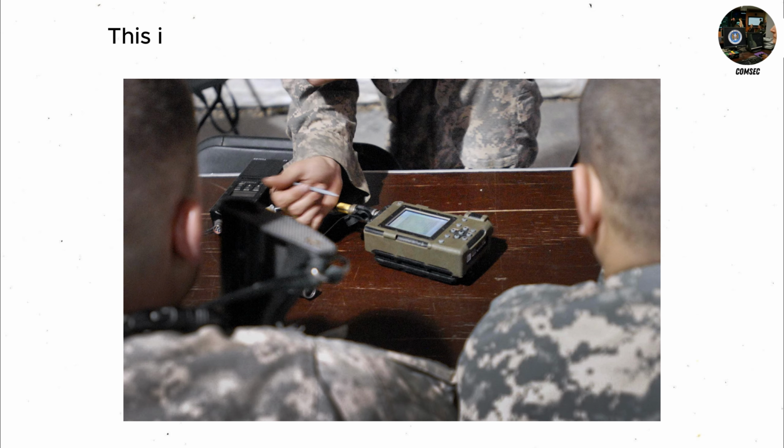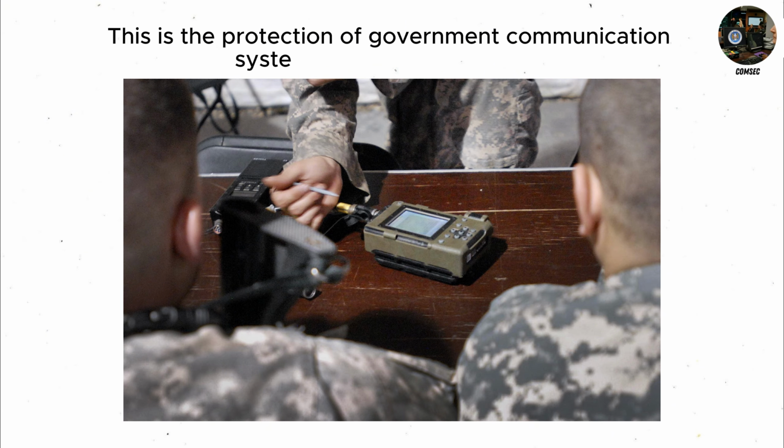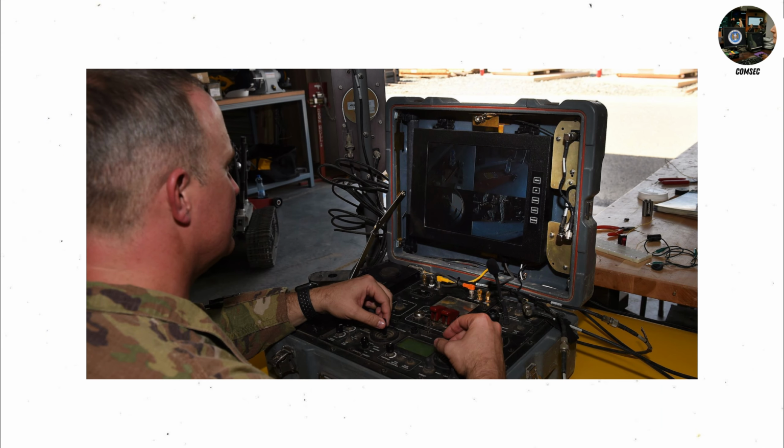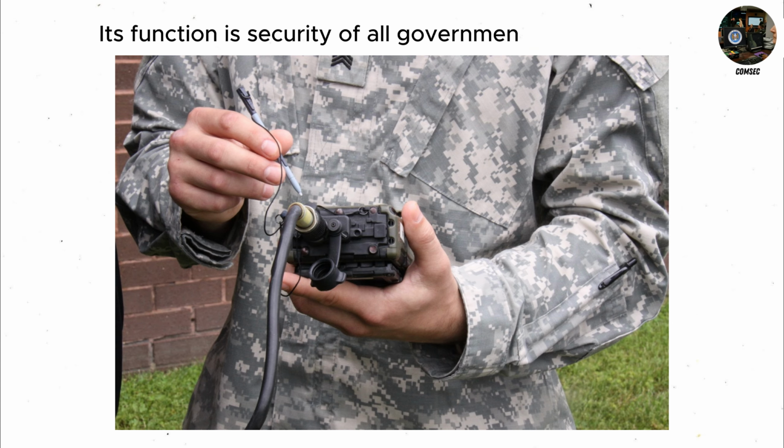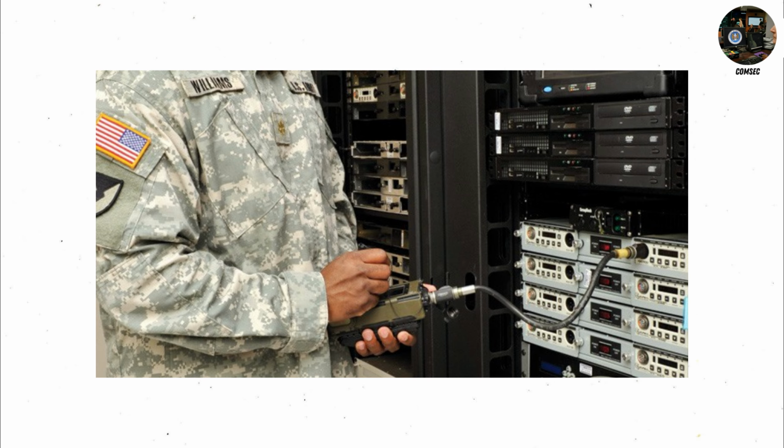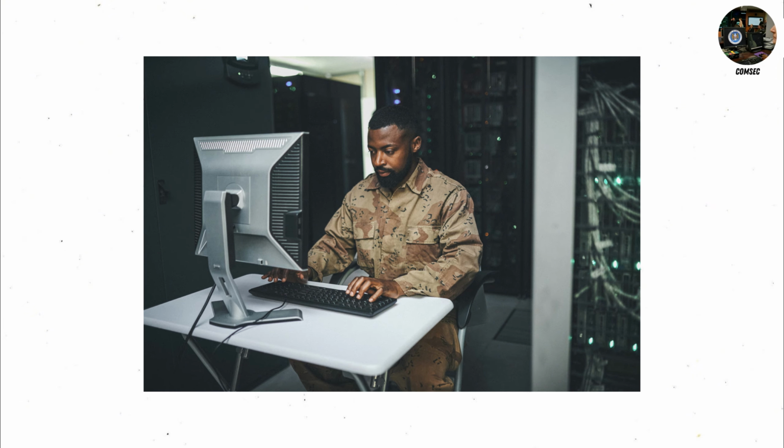COMSEC. This is the protection of government communication systems against interception. It covers encryption codes, secure devices, and transmission protocols. COMSEC information is not a classification level, but it is guarded with the same rigor. Its function is security of all government transmissions. Encrypted radios, secure phones, and digital networks rely on COMSEC to remain impenetrable. Without it, even high-level secrets could be exposed by intercepted messages.